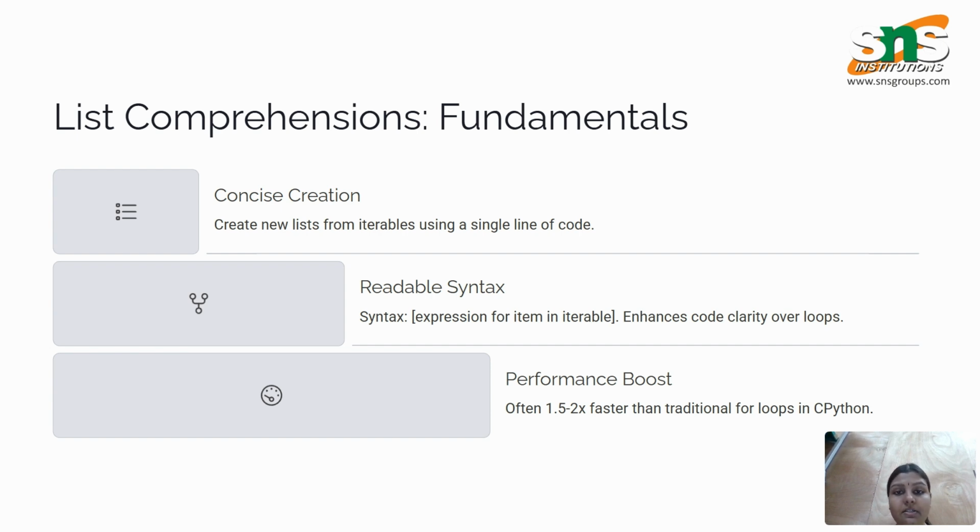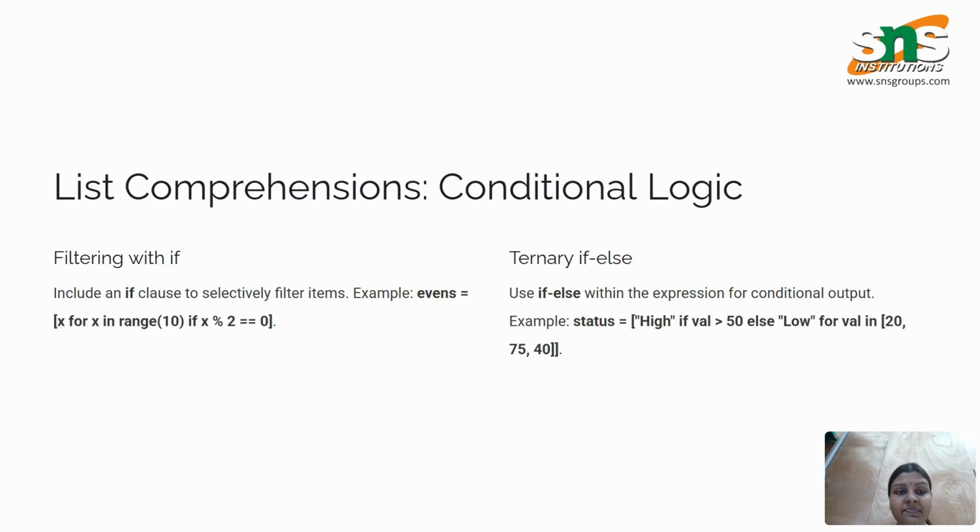Thus, we have completed the fundamentals of list comprehensions, and then the conditional logic. Filtering with if. Include an if clause to selectively filter items. Example, evens is equal to x for x in range(10) if x modulo 2 is equal to 0.